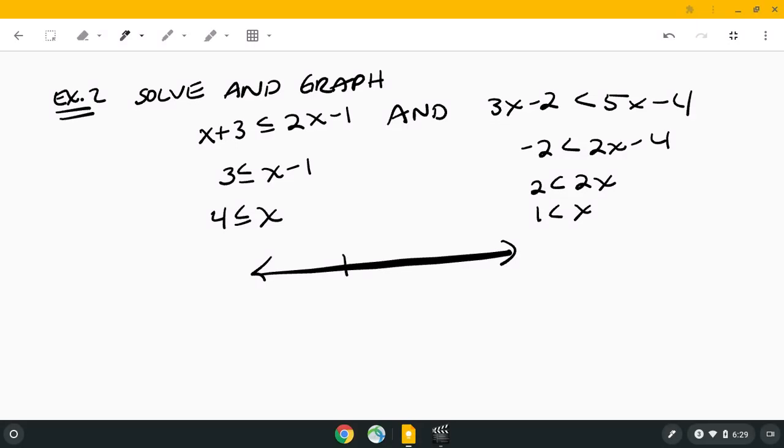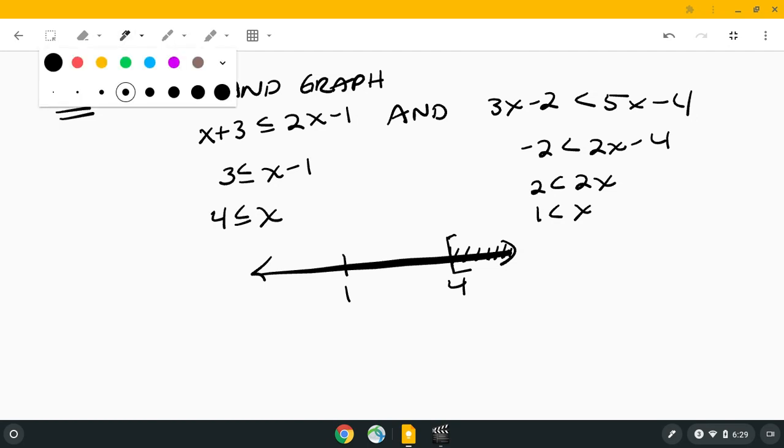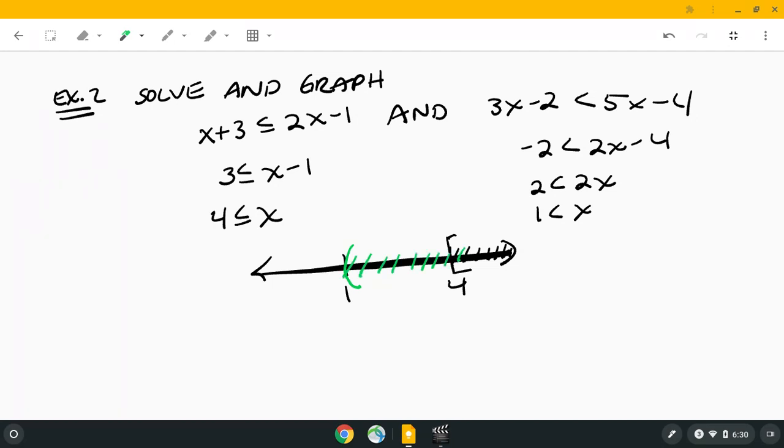I need a 1 and a 4. Okay, so let me begin with this one. X is greater than or equal to 4. Okay. X is greater than 1. I'm going to do it in a different color because I'm going to end up overlapping here. All right, so I'll do it in green. X is greater than 1. Okay, so do you see where they're overlapping?